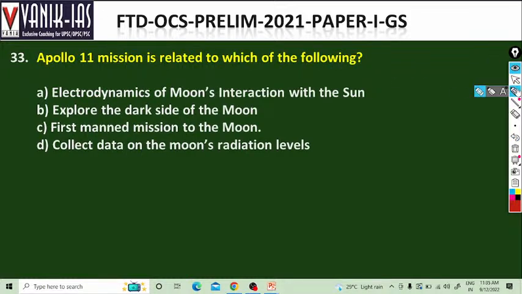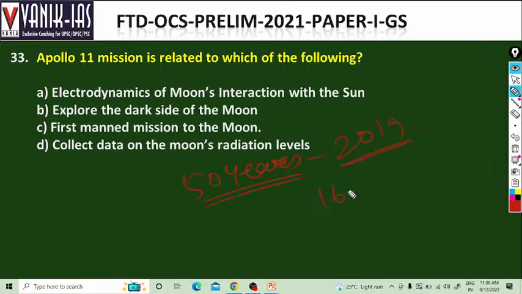What is the Apollo 11 mission? Apollo 11 mission is the first manned mission to the moon. Just guess who would have launched it. Obviously, it is launched by NASA, none other than NASA. Why was it in the news? Because of the 50 years anniversary. It happened in 2019, so it was in the news.